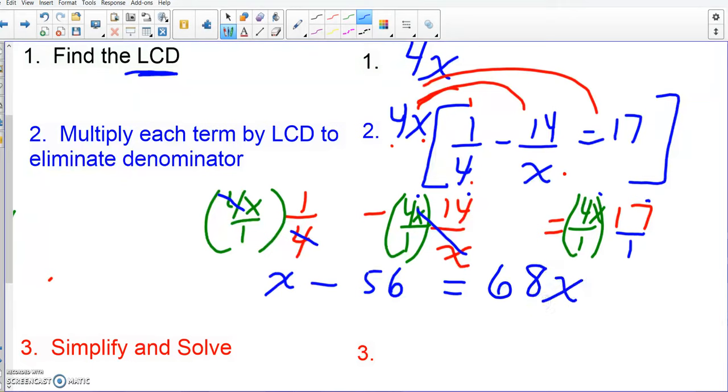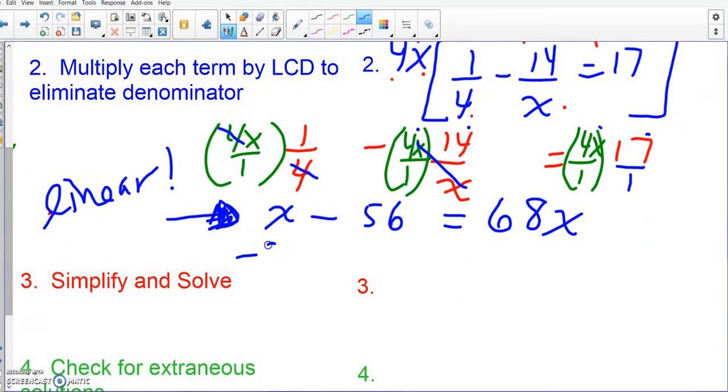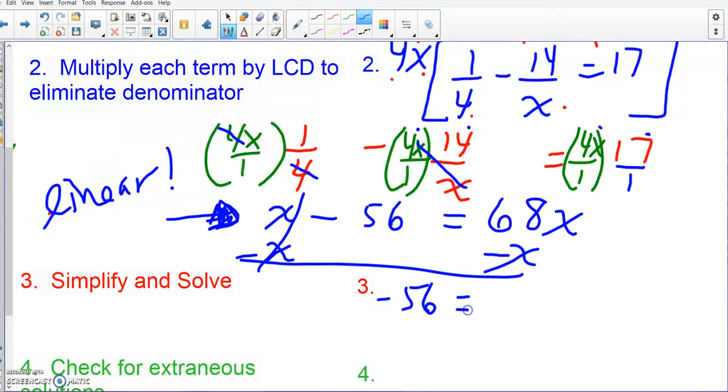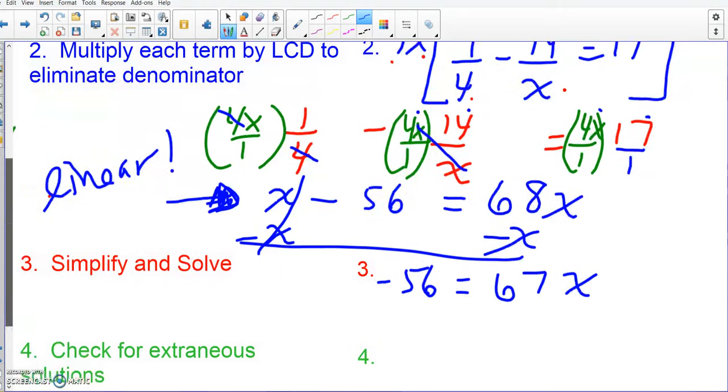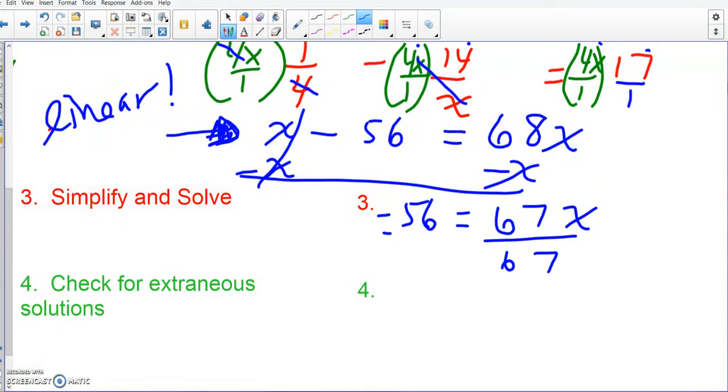Here's the good news. Whenever we multiply by the LCD, we create an equation that is now linear, meaning the highest exponent is 1. And solving equations like this to some of you is going to be great because you've been practicing it for a long time. So for instance, if we subtract x, we would get negative 56 equals 67x. This looks fun. Divide by 67. And our lovely, glorious answer would be x equals negative 56/67.